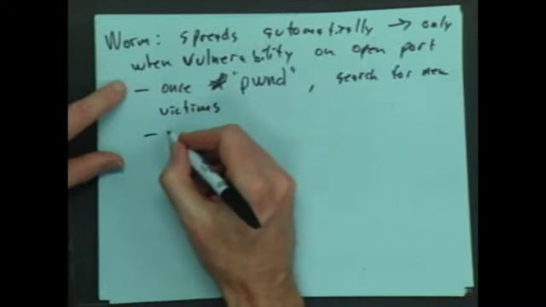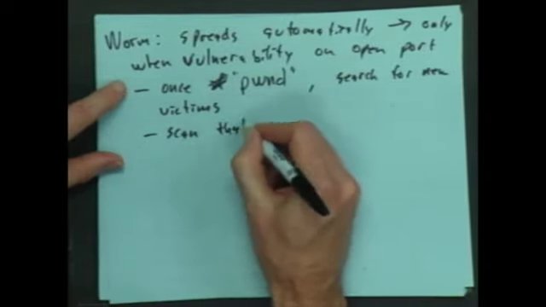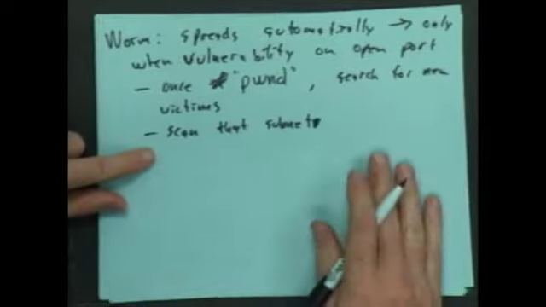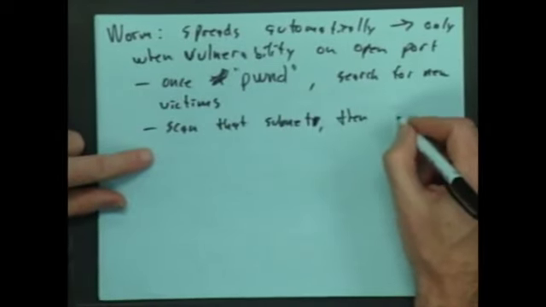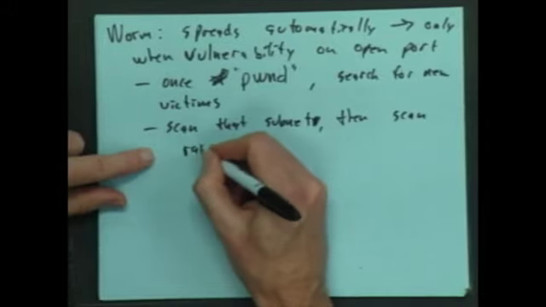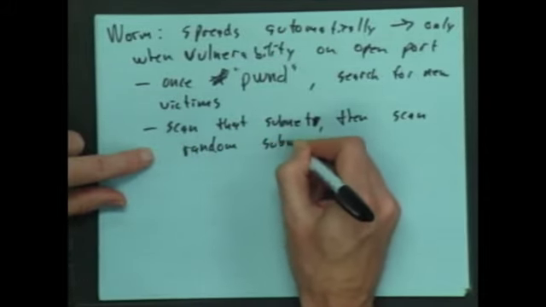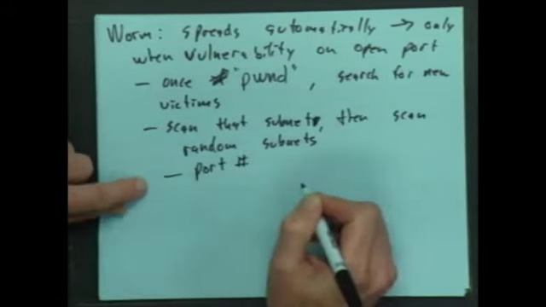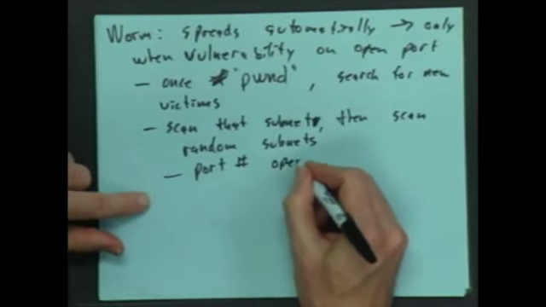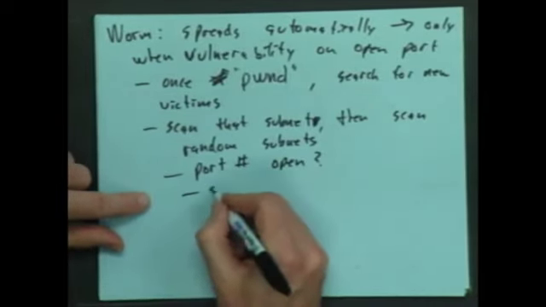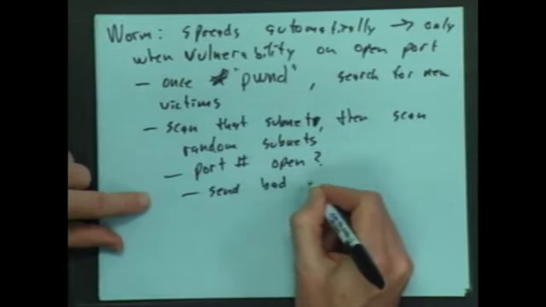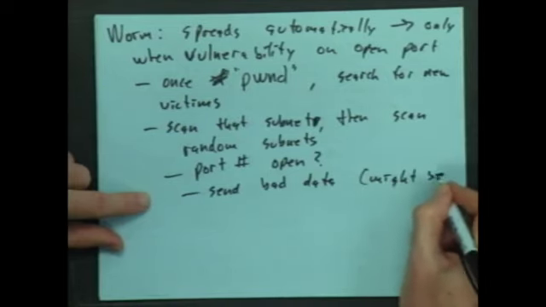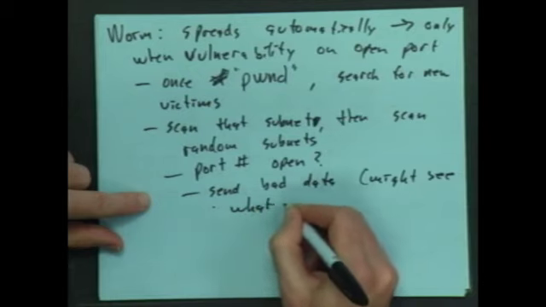Okay? So we will scan. And normally the scan just goes on that subnet. So we start by scanning that subnet. Then we scan random subnets. And you're looking for a port number, so a specific port number is open. And then we send the bad data. Or we might see what program is running.